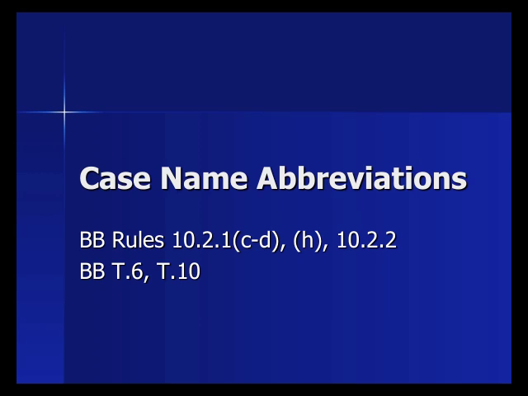In this episode, we will explore some of the Bluebook's rules for forming and abbreviating case names. We will look at Rules 10.2.1c, d, and h, Rule 10.2.2, and Bluebook tables T6 and T10. You'll want to have your copy of the Bluebook in front of you as you watch this podcast. After watching this podcast, you should be able to complete Bluebook Homework 3.